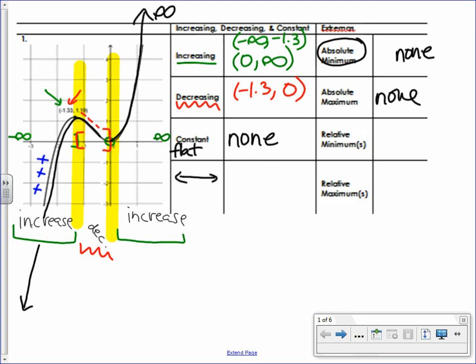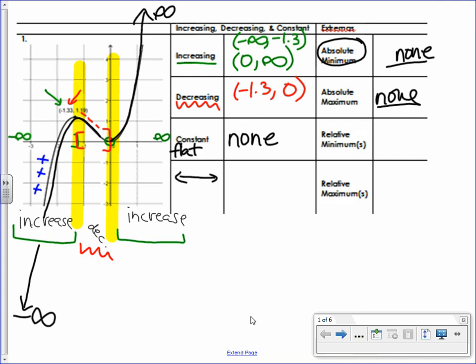So since this one goes down to negative infinity, and then the highest point, it goes up to positive infinity, and infinity is not a number, I can't say that there's an absolute minimum or maximum. I have to put none for both of those.